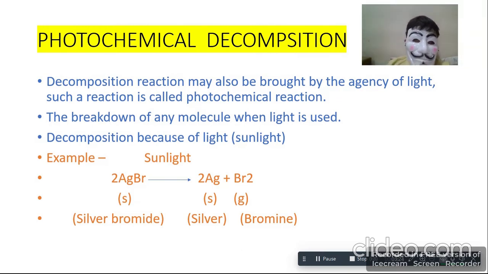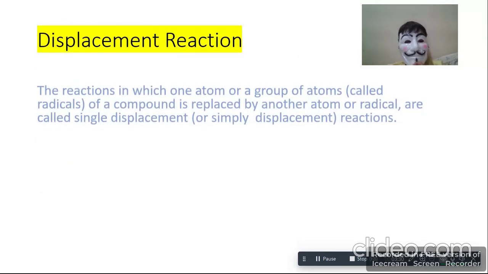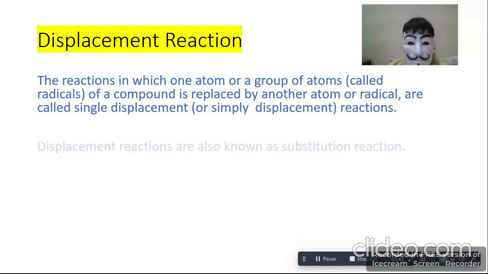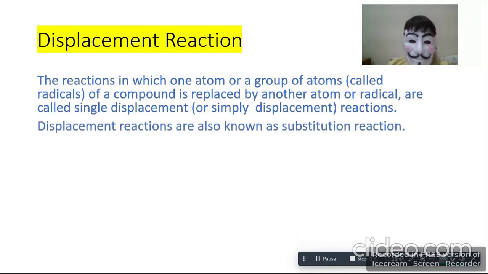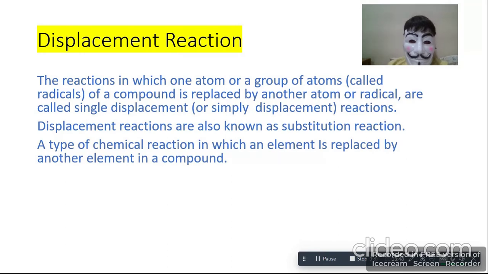Let's go to our next type of reaction, which is displacement reaction. The reaction in which one atom or a group of atoms, called radicals, of a compound is replaced by another atom or radical is called single displacement, or simply displacement reaction. Displacement reactions are also known as substitution reactions, a type of chemical reaction in which an element is replaced by another element in a compound.